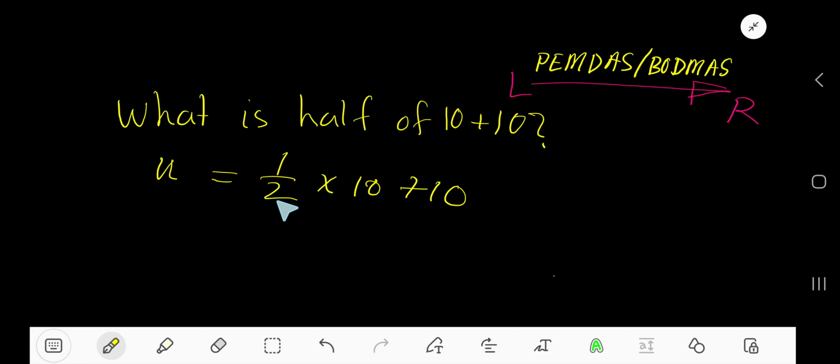So 2, if you divide this 2 by 2, we'll get 1. If you divide this 10 by 2, you'll get 5. So 1 divided by 1, 1 times 5, that is 5. 5 plus 10, that is 15. So our answer is 15.